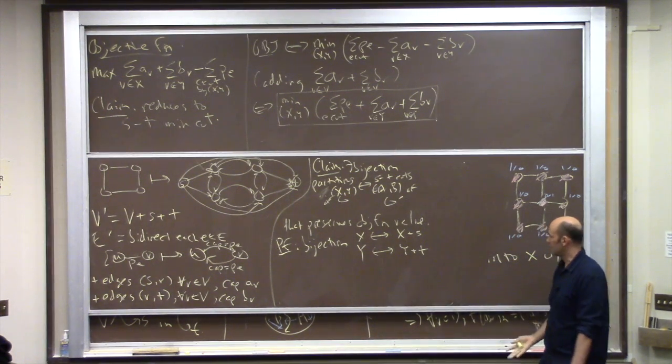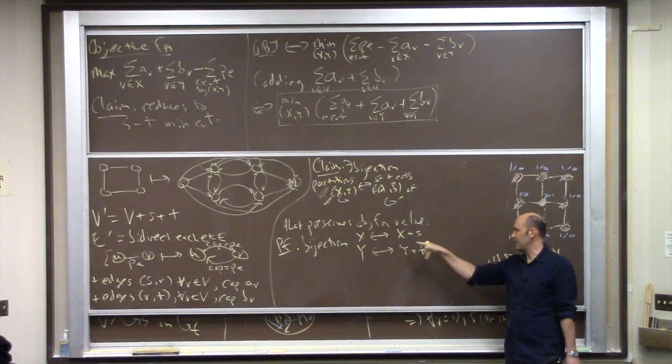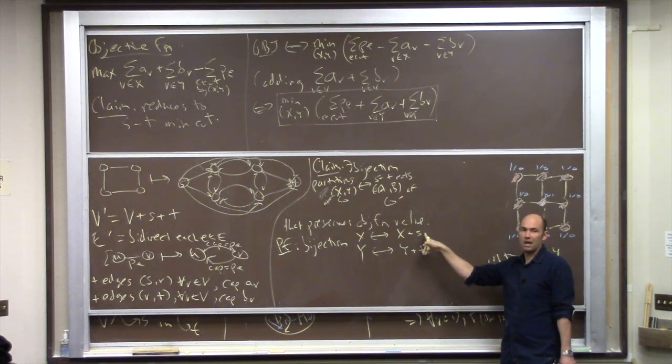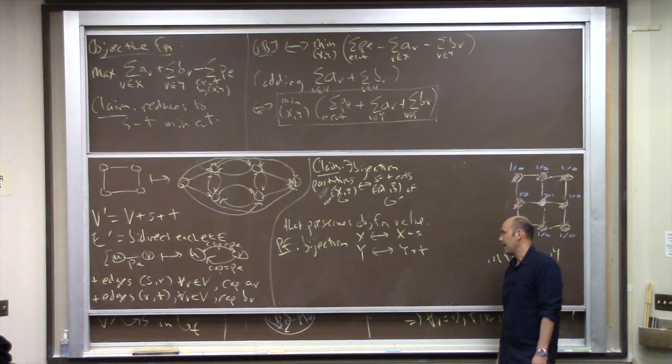So every ST cut of G prime has to have the form S plus X, comma, T plus Y. X or Y could be empty. That's no big deal. So every ST cut has this form, S plus X, T plus Y, and conversely. Okay, so it's a one-to-one correspondence.